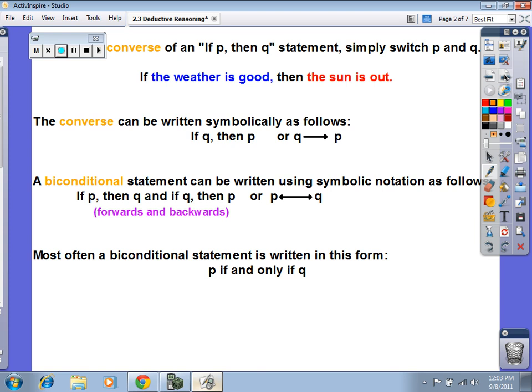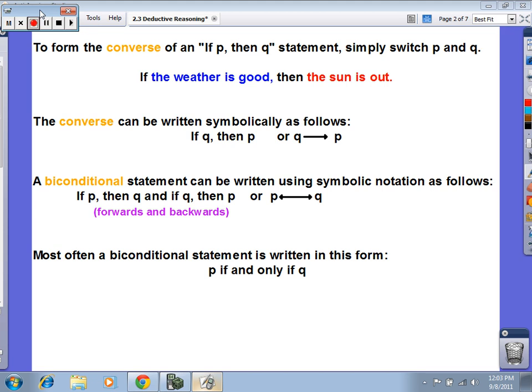Now let's go to your next page. Let's talk about the converse. The converse, you just flip them. So if P then Q, all you do is switch your P and your Q. If this right here was our Q and this was your P, if the weather is good, that must mean the sun is out. And symbolically, it's pretty easy. If Q then P, you just switch them. Q implies P.